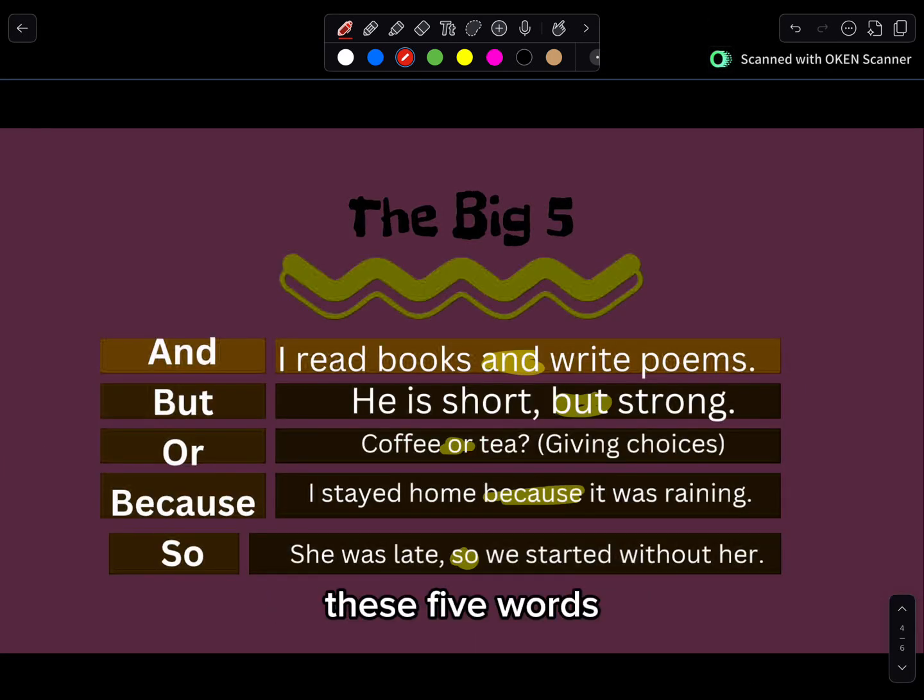So here are the big 5 conjunctions. These 5 words, you'll see them repeatedly used by English speakers, in English books, and so on. So the first is "and." I read books and write poems. Next, "but." He is short but strong. So you can see again how there's already a difference or a contradiction being made in the sentence. "Or": coffee or tea. It's giving choices.